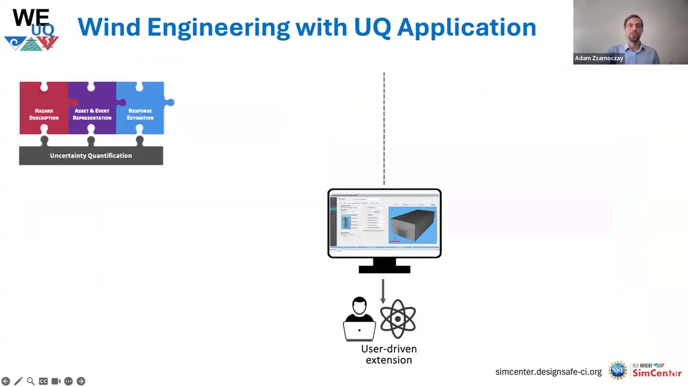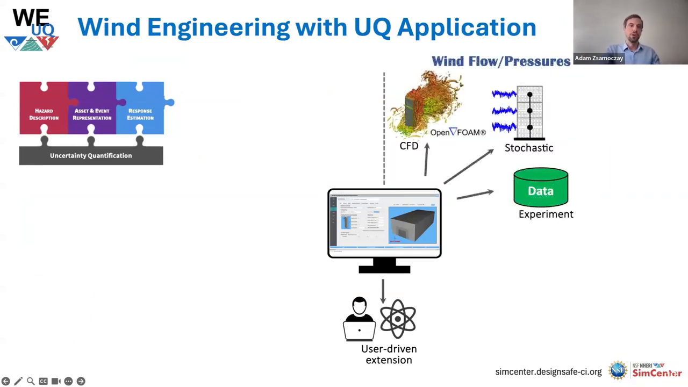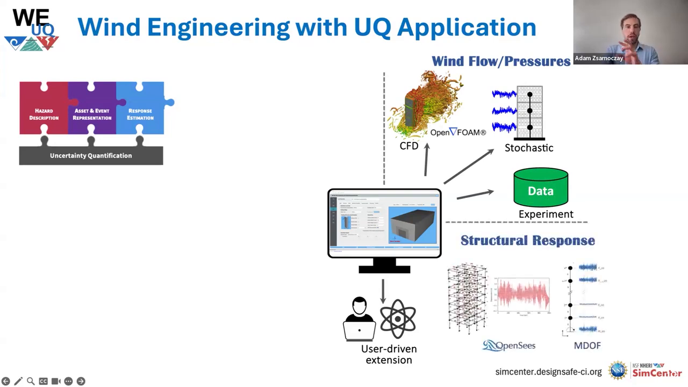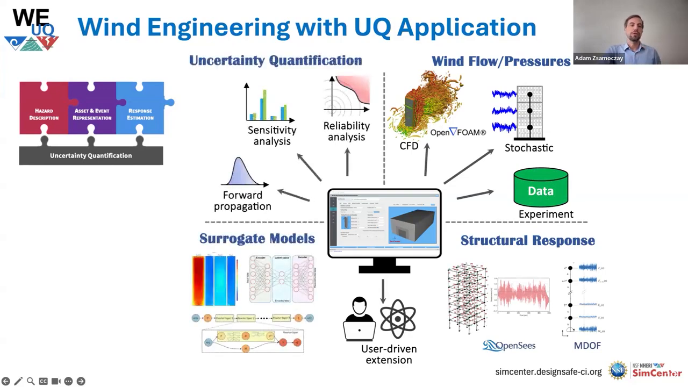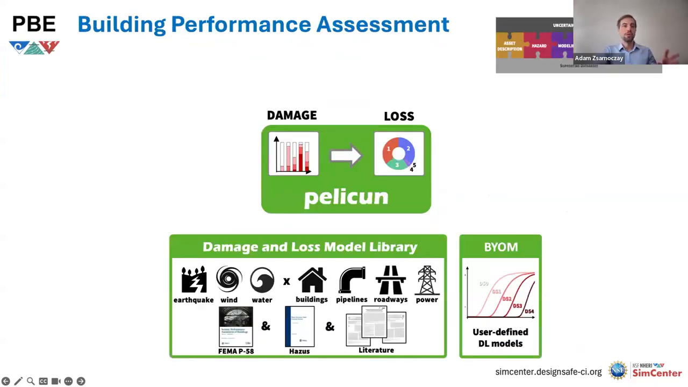The VUQ tool, which is our wind engineering with uncertainty quantification application, provides you access to state-of-the-art computational fluid dynamics analysis, as well as stochastic methods and a way to import experimental data to describe a wind field, and then access to structural response simulation using finite element modeling and state-of-the-art uncertainty quantification tools so that you can do this in a probabilistic setting. And if you are interested, you can also train surrogate models for those analyses within this tool.